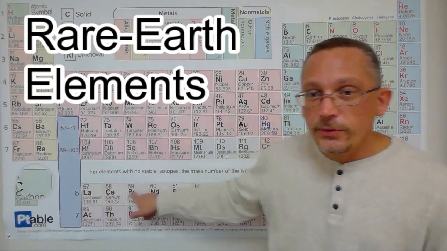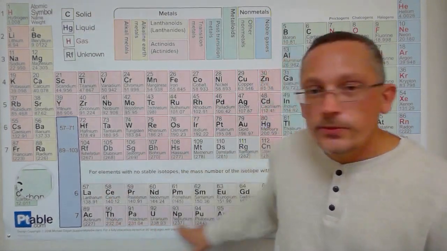The ones in the first row here, in row 6, are called the lanthanides, because the first one is lanthanum. And the ones in row 7 here are called the actinides, because the first one there is actinium, right? Let's see. So we've got the main group, which is the S block and the P block. We've got the D block, which is the transition metals. And we've got the F block, which is the rare earth elements, right?